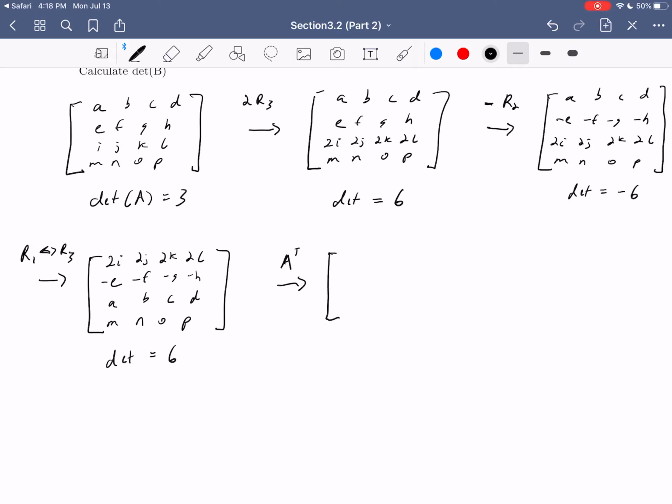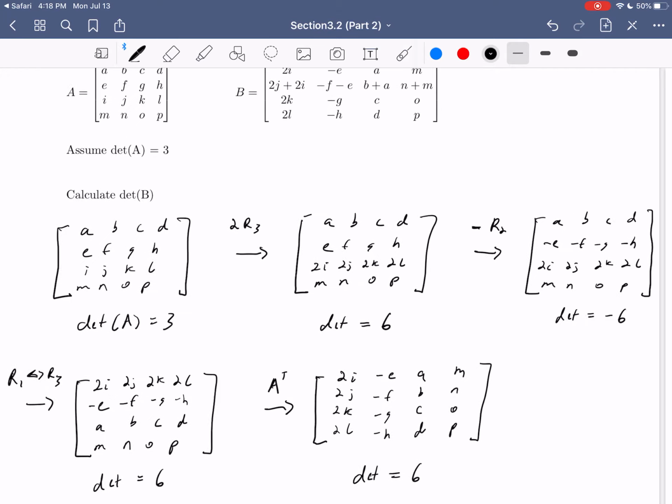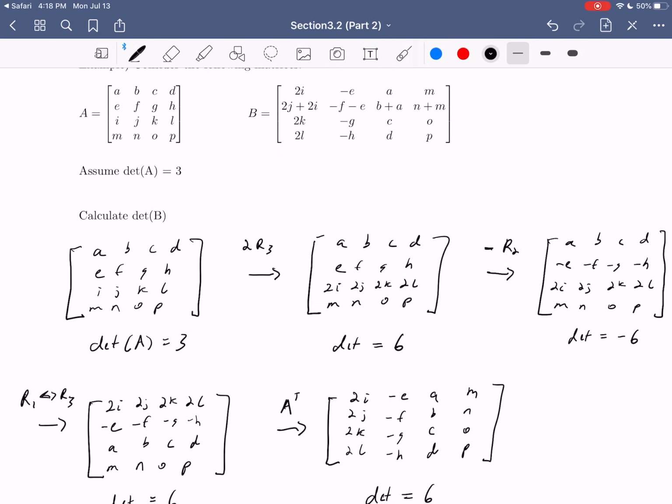So now it looks like I would have 2i, 2j, 2k, 2l, negative e, negative f, negative g, negative h, a, b, c, d, and m, n, o, p. And of course, performing the transpose doesn't change the determinant. So if I look, things are looking pretty good. My top row looks good, and these rows look good. It's only this one that's a little off. I need to add this row to this one.